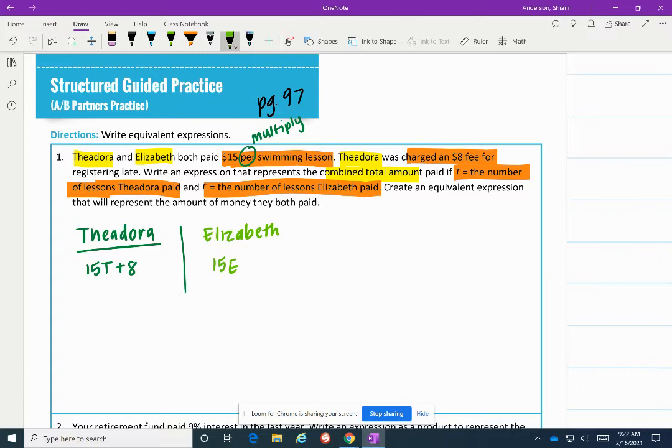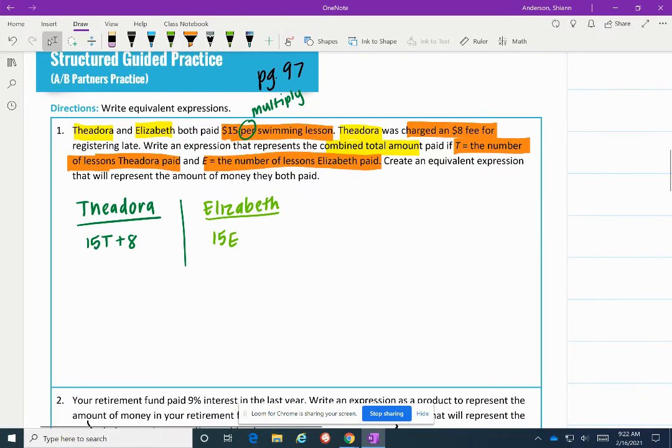So Elizabeth is done. Now we want to know the total. So them together. We want to know how much the combined total is, what we highlighted. So combined total equals 15T plus 8, that was Theodora's, right? Plus 15E.